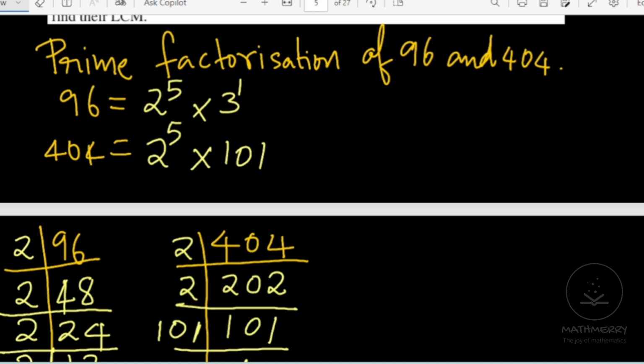Now, from this prime factorization, we should know what the HCF of 96 and 404 is. Here the factors are 2, 3 and 101. For HCF, we have to take the common factor. When we look at 96 and 404, the common factor is obviously 2. Now, for 2, we have to take the smallest power. Here 2 raised to 5 is not the smallest power, it's 2 raised to 2.